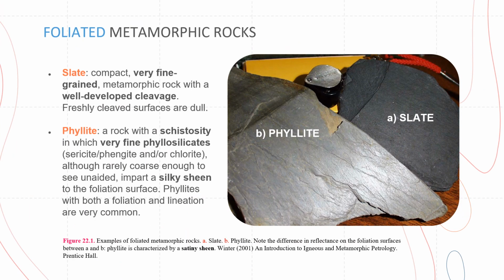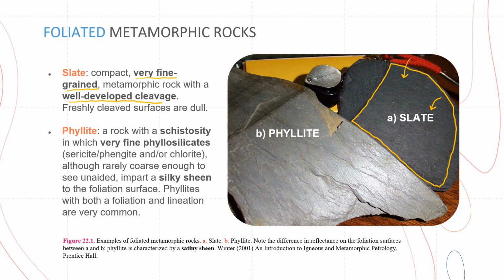Now that we've discussed the terminology to describe foliated metamorphic rocks, let's look at some examples. First on our list is a rock called slate. Slate is a compact, very fine-grained metamorphic rock with a well-developed cleavage. What this means is that if you break slate, it will break along a very well-defined plane, like you see here. And you will find that freshly cleaved surfaces are usually quite dull, so it's not shiny.